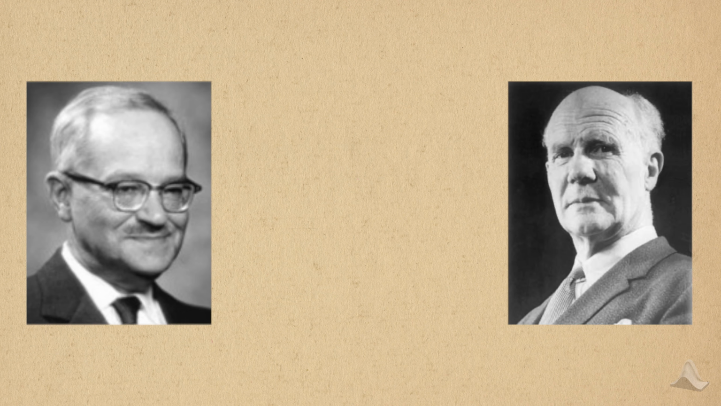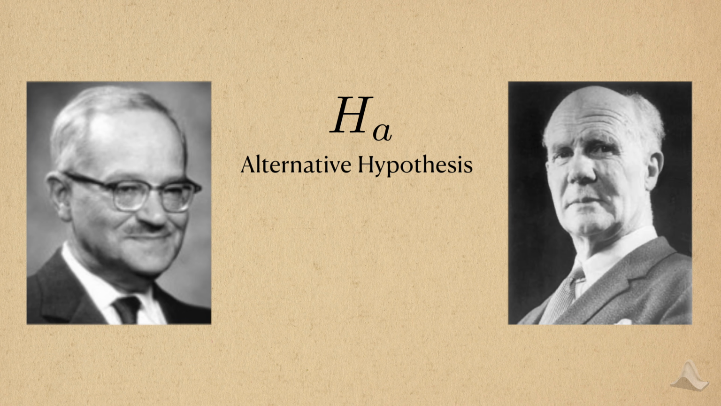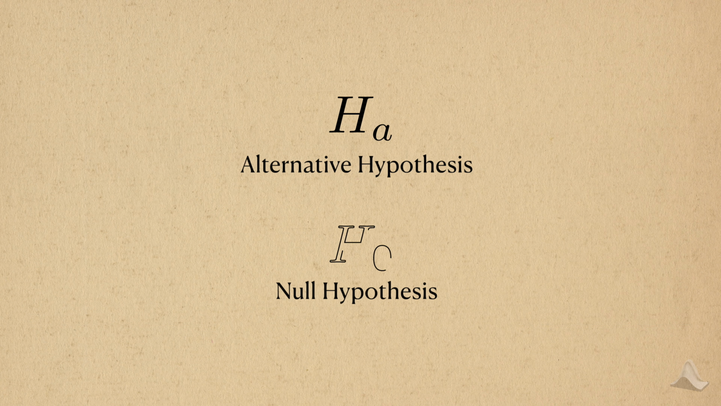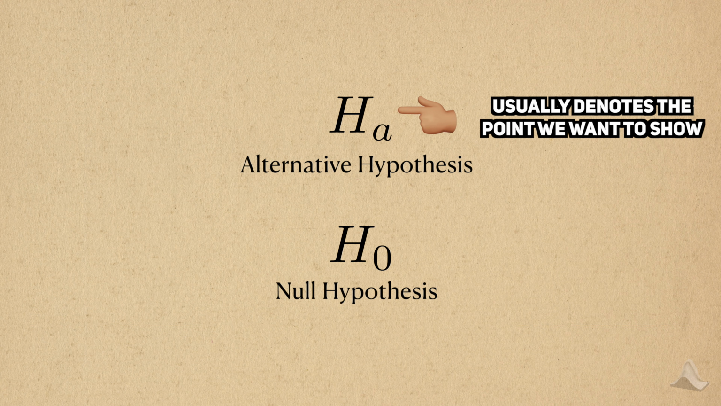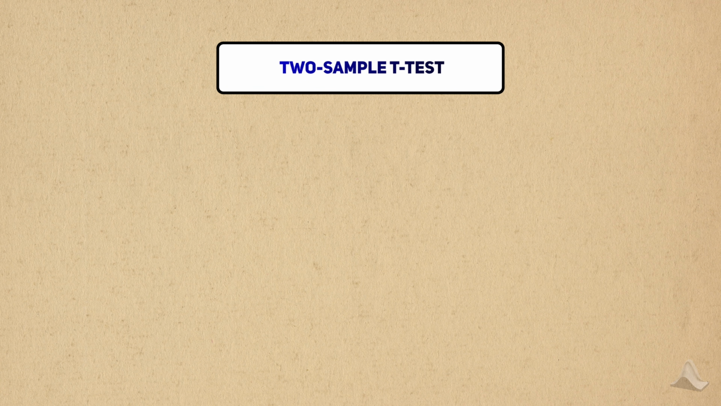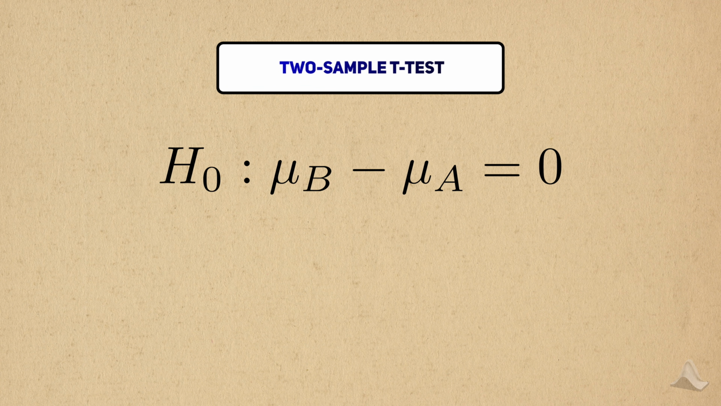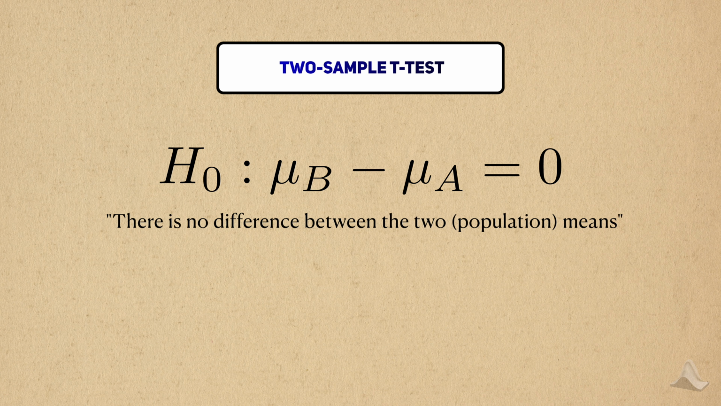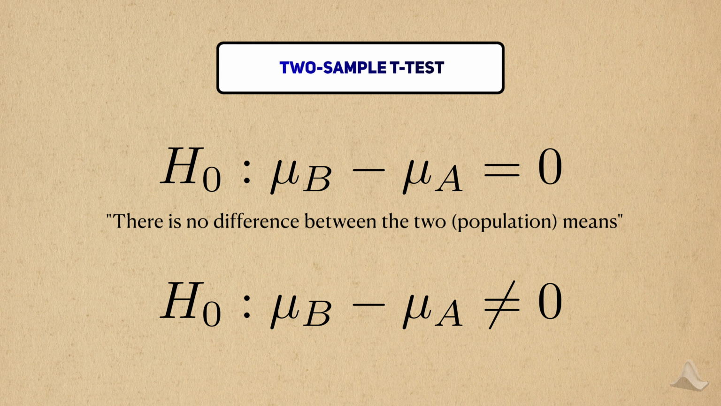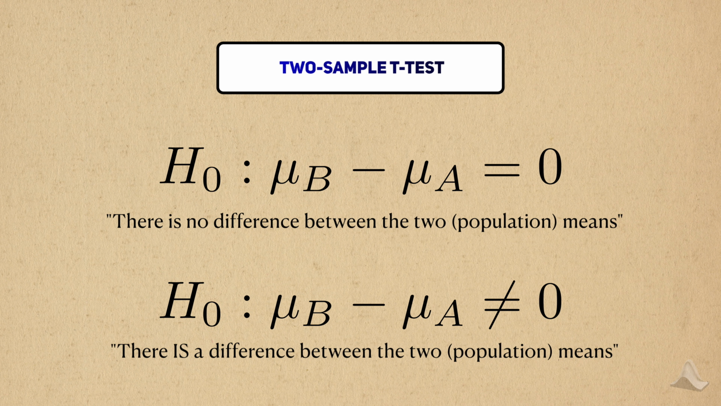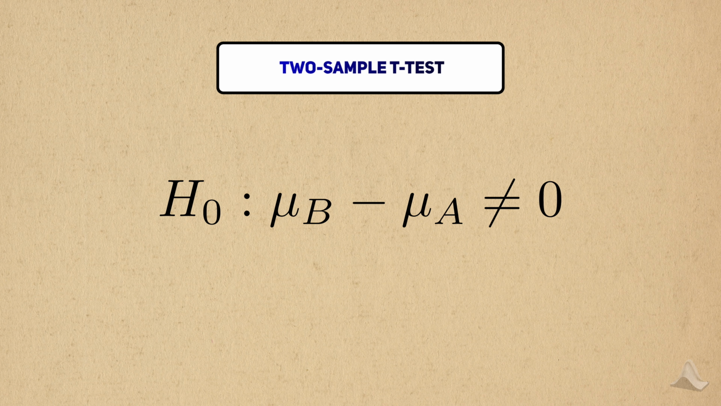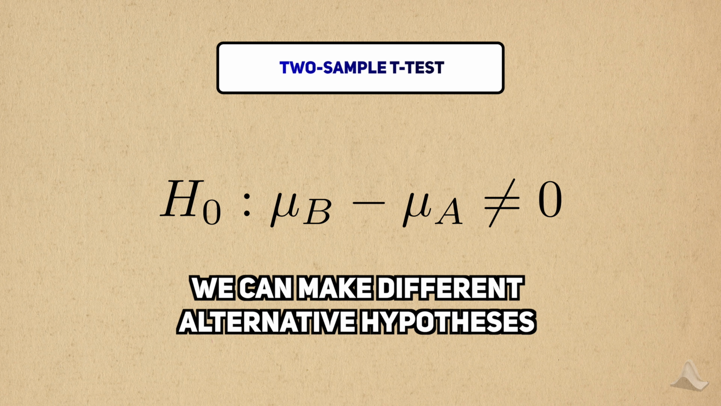One of Neyman and Pearson's contributions to the NHST was the idea of the alternative hypothesis. The alternative hypothesis opposes the null hypothesis, and it typically represents the point we want to make. In a two-sample t-test, the usual null hypothesis is that there's no difference in population means, so the alternative hypothesis is that there is a difference. Depending on what we think about this difference, we can get different alternative hypotheses.